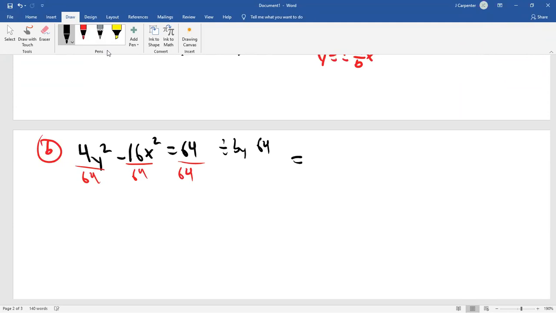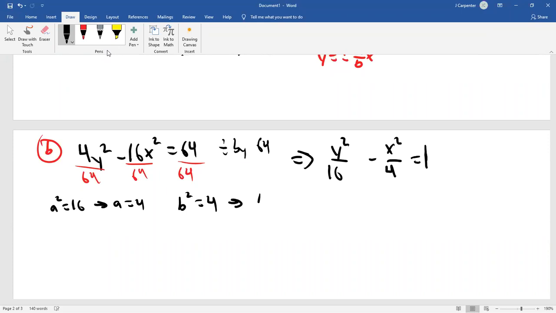And what that gives us is y squared over 16 minus x squared over 4 is equal to 1. Now we have our hyperbola. So the a squared will be the 16, so a is equal to 4. The b squared is equal to 4, so that b is equal to 2.